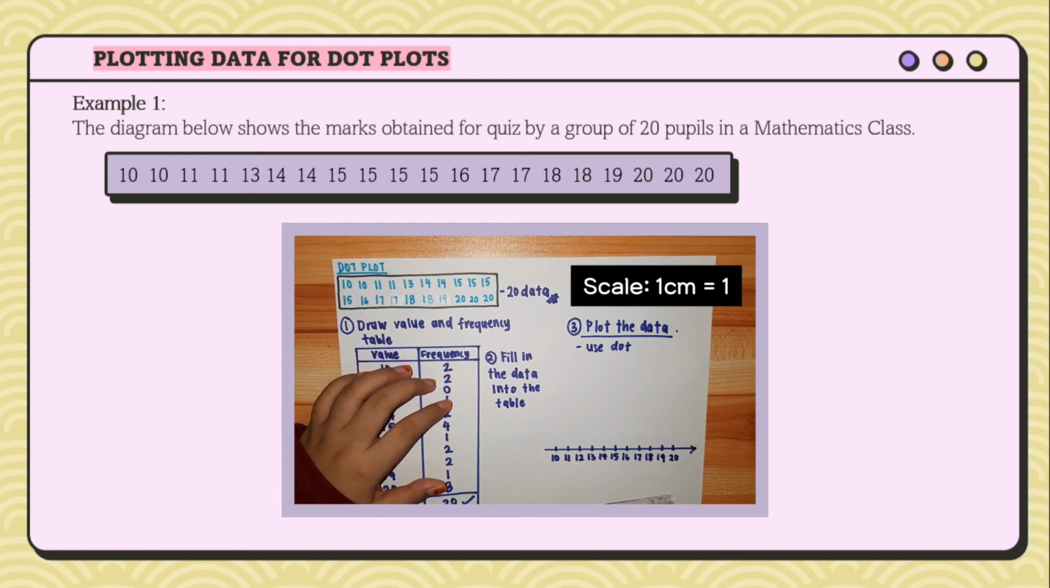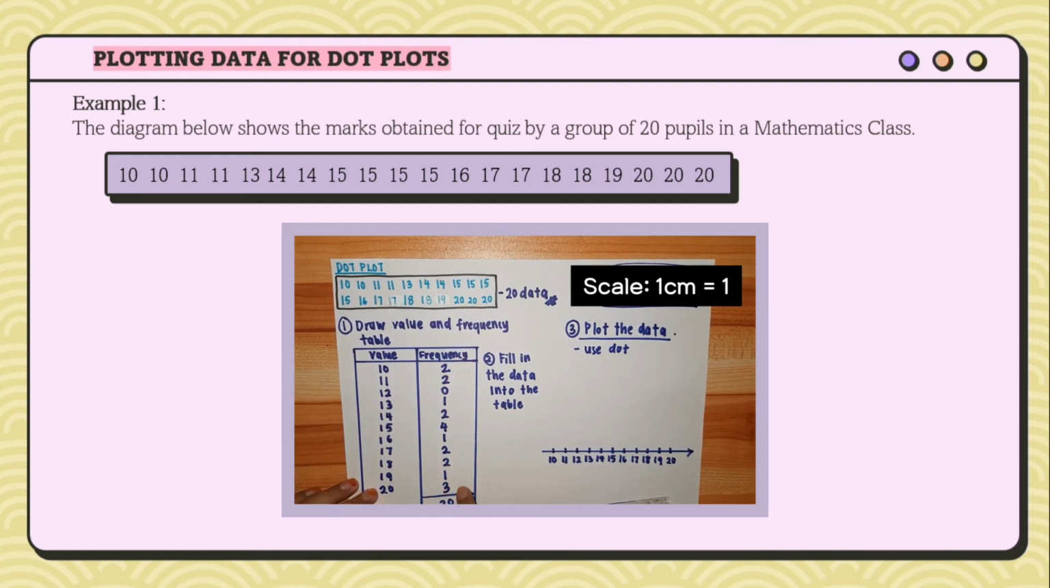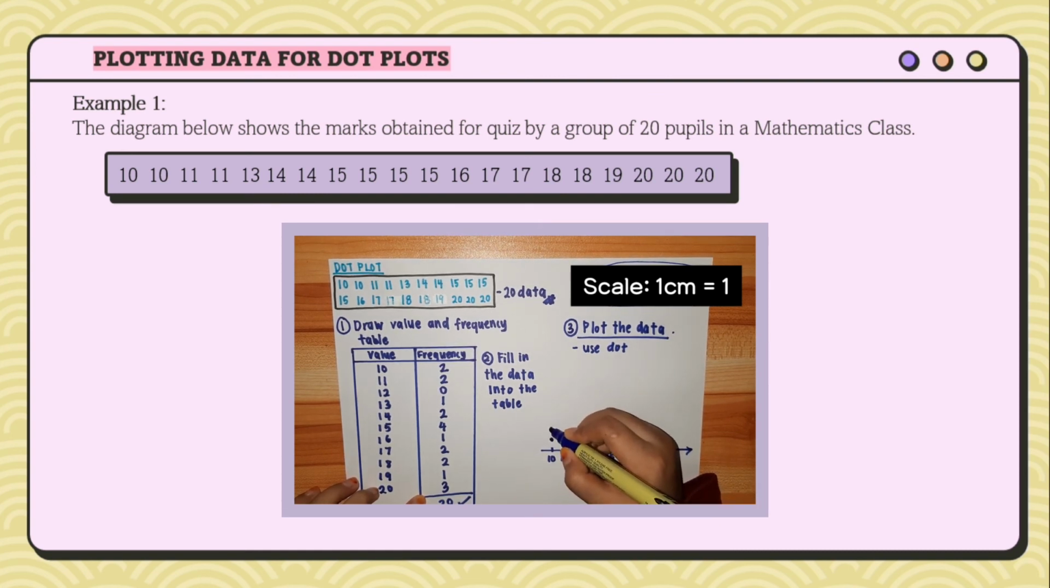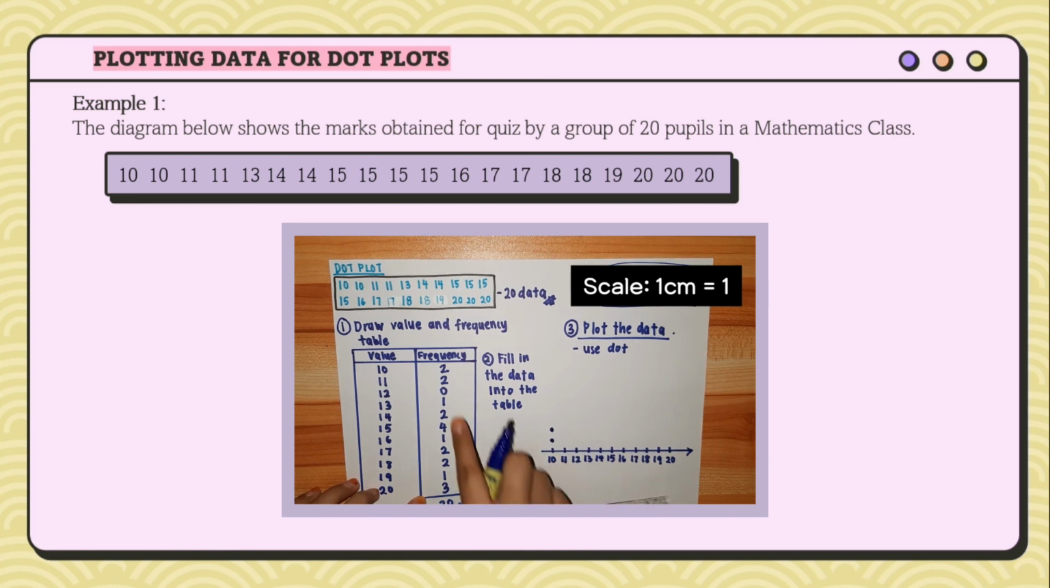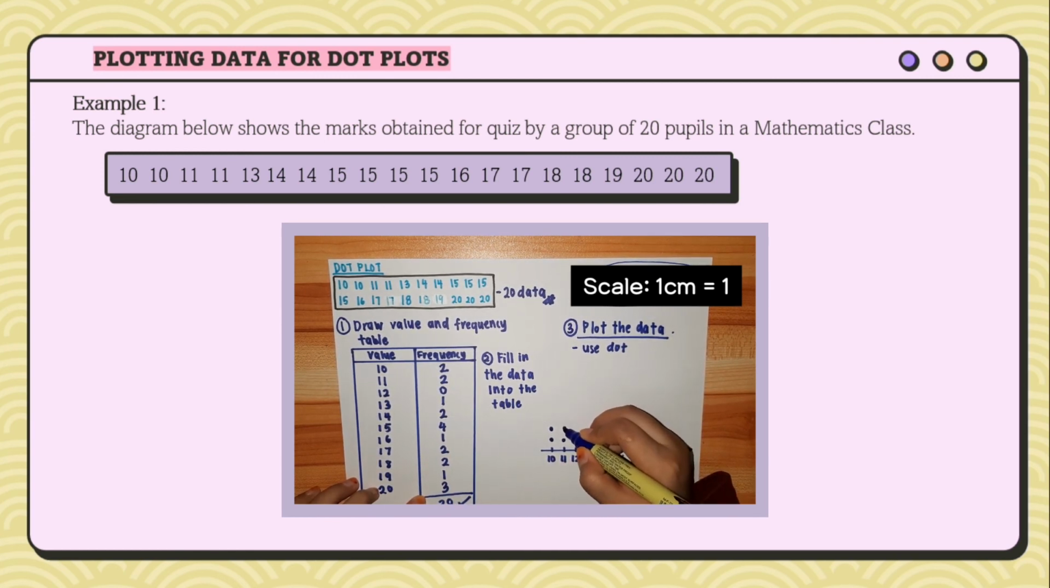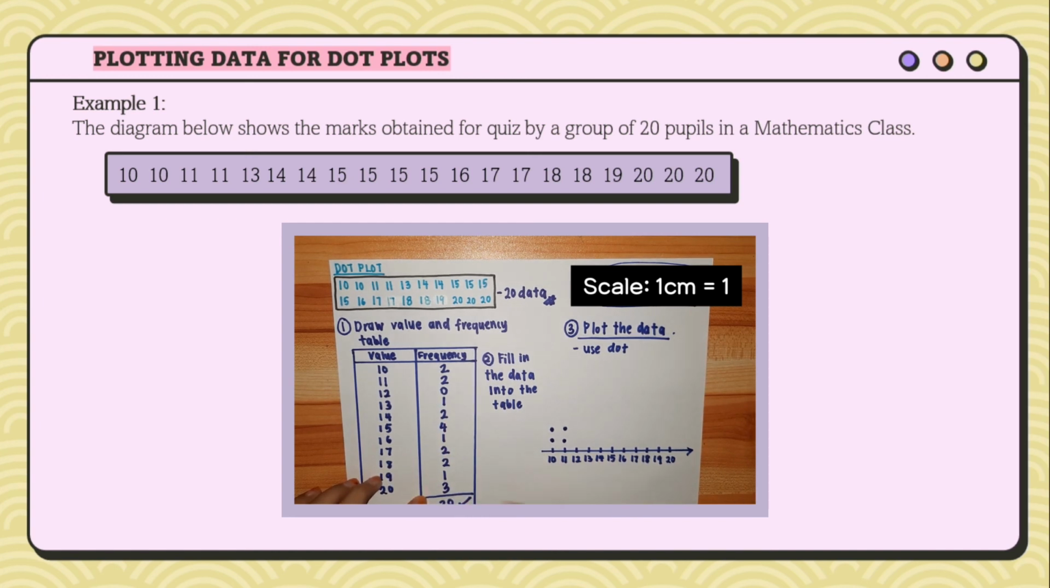After that, we will start plotting the data using the frequency in the table just now. We will start with number 10. Since the frequency is 2, so the dots will be 2. So you can write down or draw 2 dots vertically from the value 10. For 11, we also have 2, so we have 2 dots. For 12, we have no data, so we do not have to write any dots. Okay, just move on to the next value.